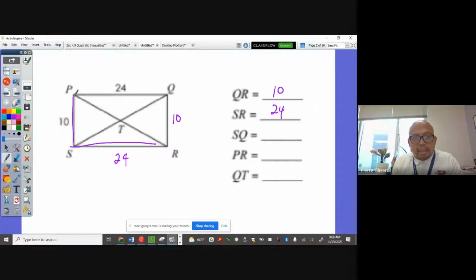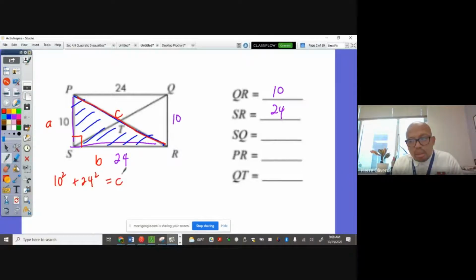So for me to find this diagonal, remember I have here a right triangle because in a rectangle, this measures 90. So I'm going to use the Pythagorean theorem. I know this is the A or B. This could be the B. I know for a fact that I'm looking for PR, which is the C, that's the hypotenuse. So again, 10 squared plus 24 squared is equal to C squared.